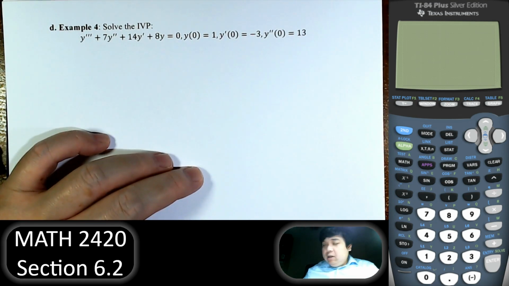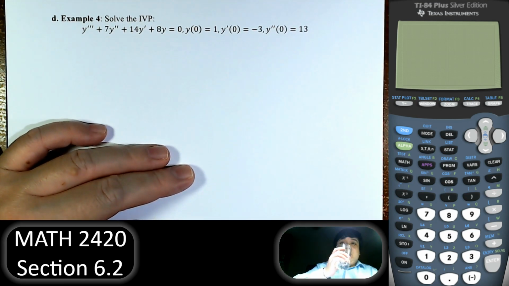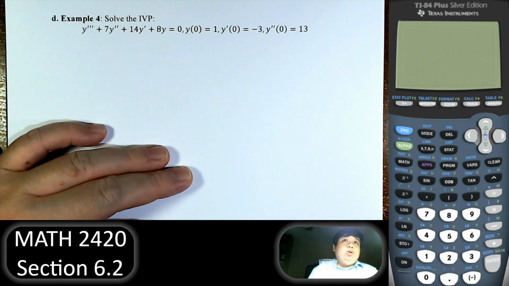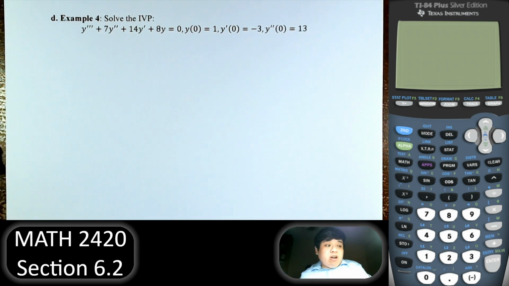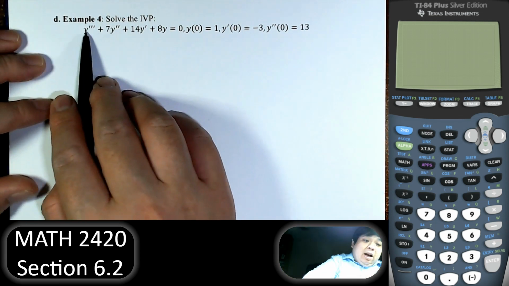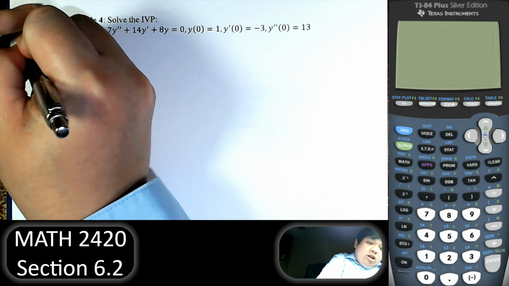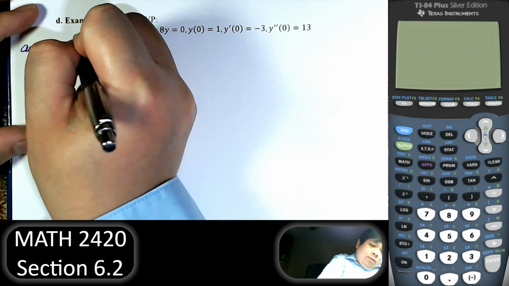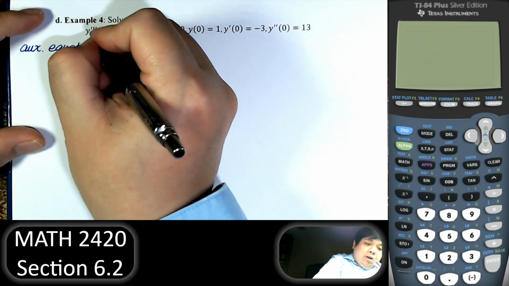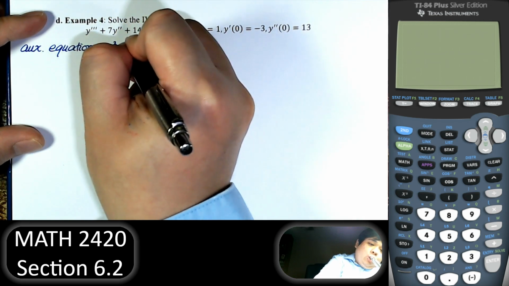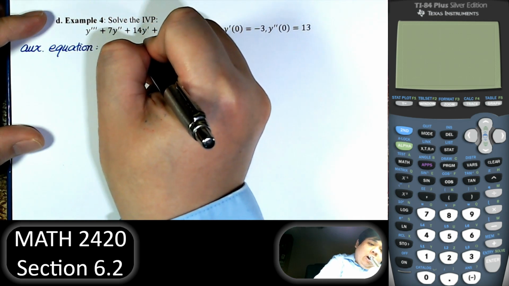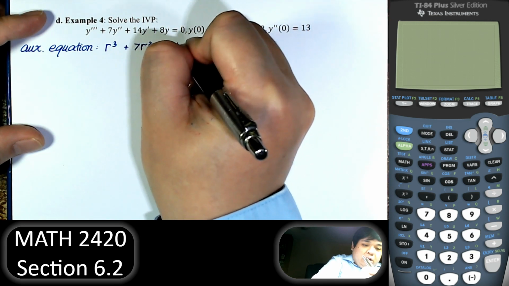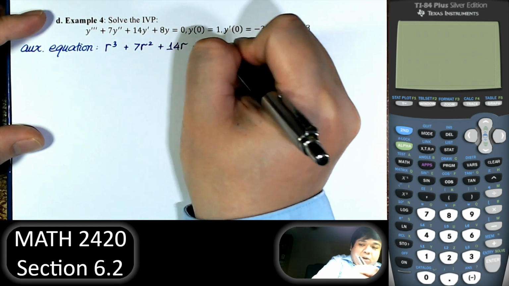Now, let's solve the initial value problem. Meaning that after we find a general solution, we solve for the constants. But first, for this equation, we have the auxiliary equation, third derivative: r cubed plus 7r squared plus 14r plus 8 equal to 0.